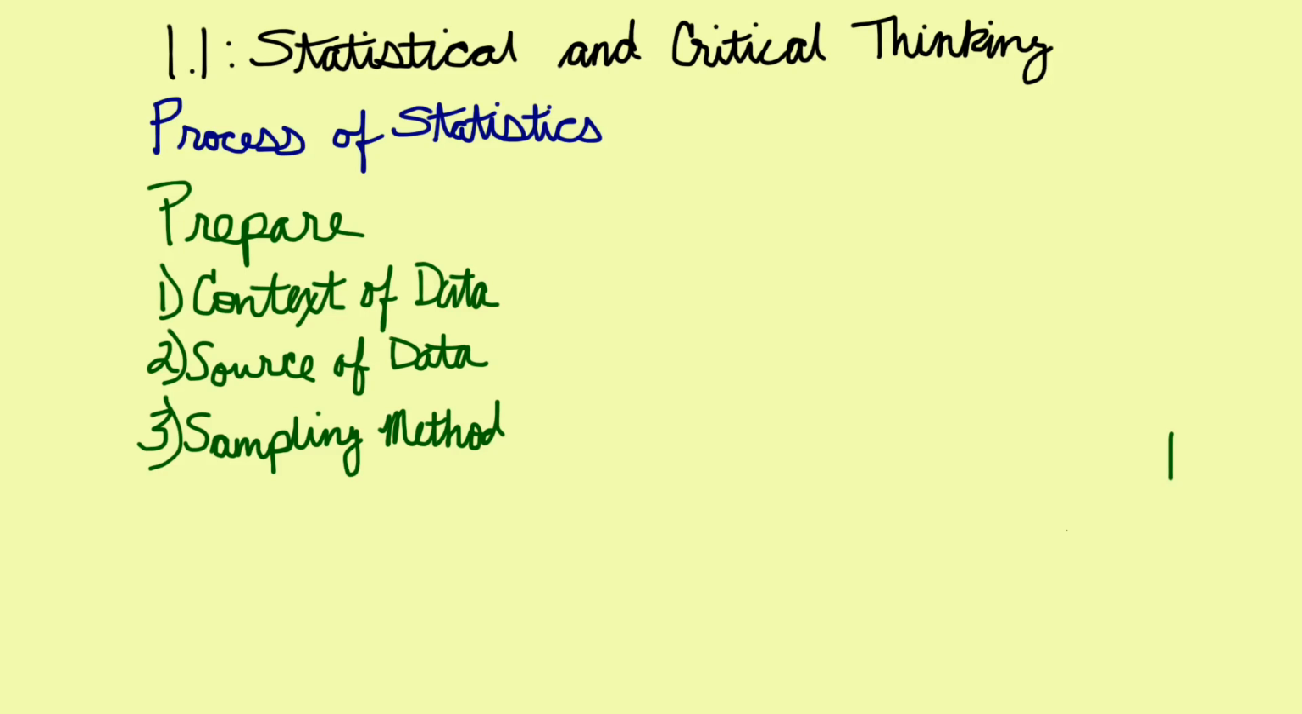In the prepare stage, we look mainly for the context of the data, the source of the data, and the sampling method. That basically means what does the data represent, what's the goal of the study, what sources are we getting the data from? Is it a census? Is it a poll? Is it a random sampling? Is it a questionnaire? Which basically leads us to our next step, which is analyzing the data.